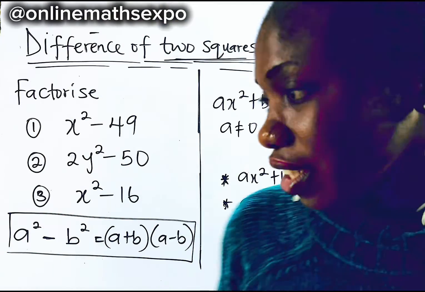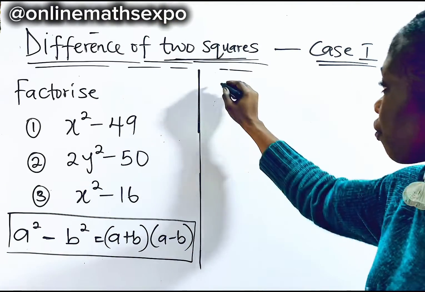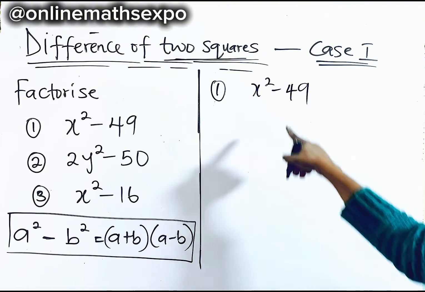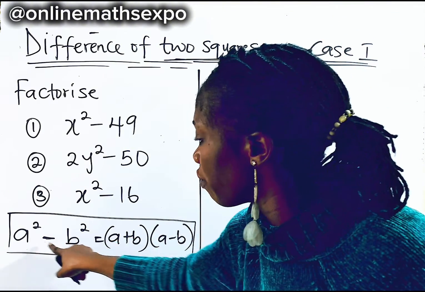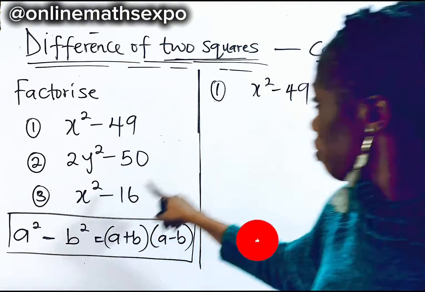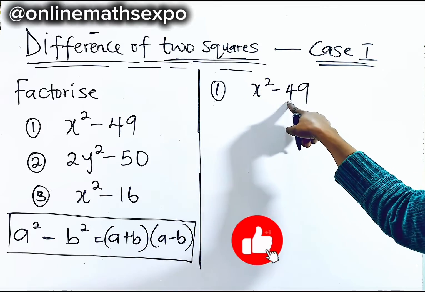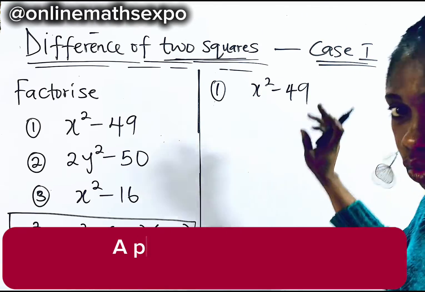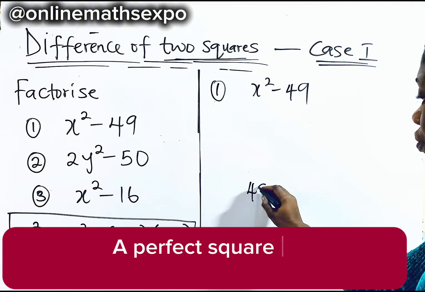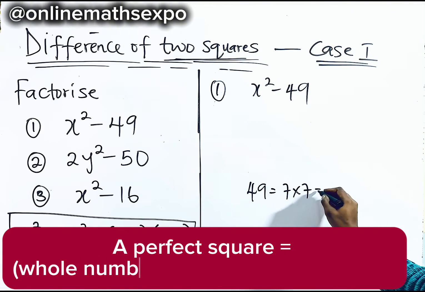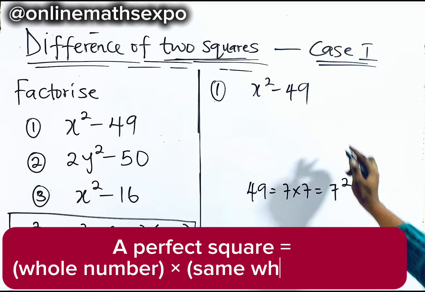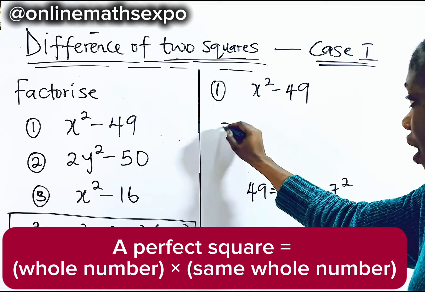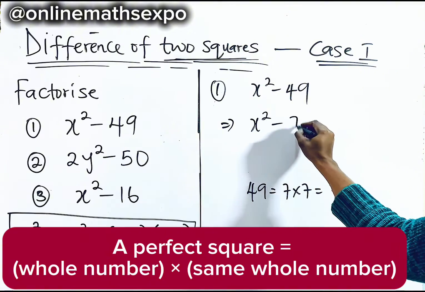To do that, we take the first one. So for the first one, we have x squared minus 49. Looking at what we stated, it must be two squares. What you have here is x squared, and this is 49. But don't worry, 49 is a perfect square. So 49 is the same as 7 times 7, which is 7 squared. So you can rewrite 49 in square form. In that case, you are going to have x squared minus 7 squared.